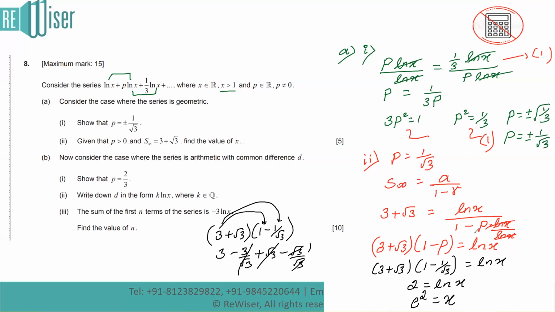And the marks distribution goes something like this. 1 mark is for showing up this substitution in the formula. The second mark is for getting the expression either ln x equals 2 or some equivalent step. And the third mark is for getting the final answer correct.